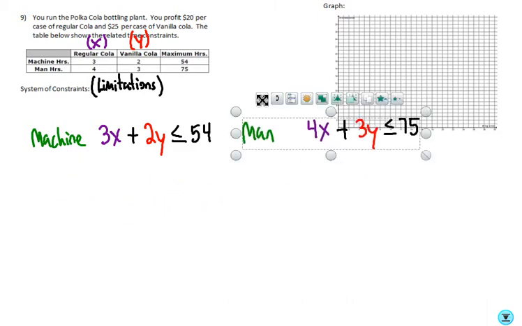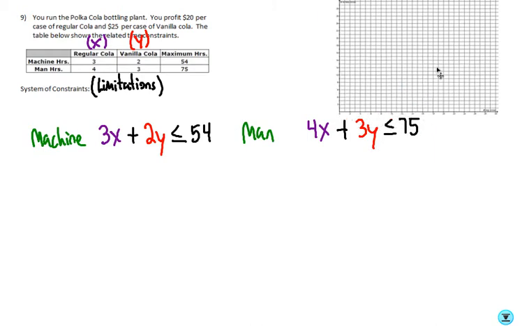What we're going to do from here is talk about the machine hours. What if we just ran the machine and let's say we just did all regular Coke? So we're saying that we're not doing any vanilla Coke. If we did all regular, we want to see how many cases I could make in those 54 hours if I just run the machine for regular. Well, that means that I'm not doing any vanilla at all, so it's almost like that 2y just disappears, and 3x would be less than or equal to 54.